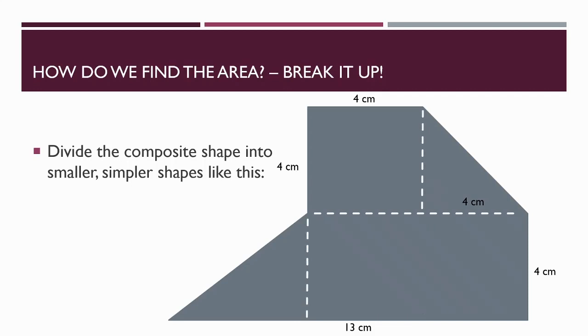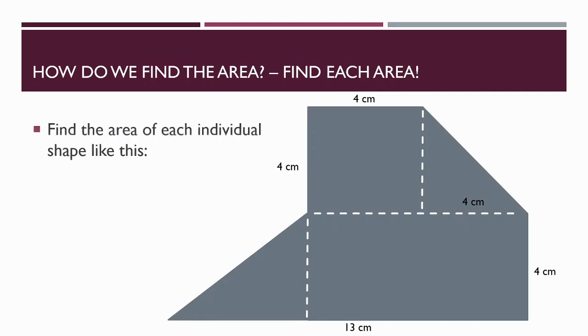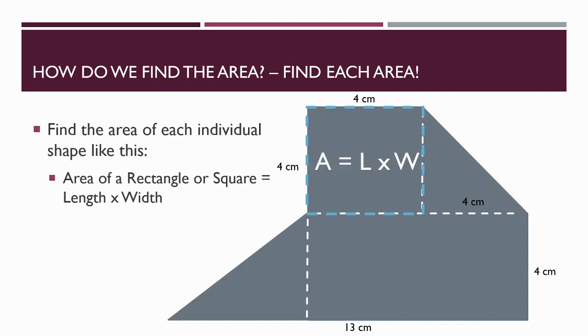Time for the next step. Once we split our composite shape into smaller pieces, we can find each area. You'll need to find the area of each individual shape. The formula for the area of a rectangle or square is length times width. Let's start with this square. We know the formula. As this is a square, the length and width are both 4 centimeters. We put these numbers into the formula and calculate 4 times 4, which gives us 16 square centimeters.